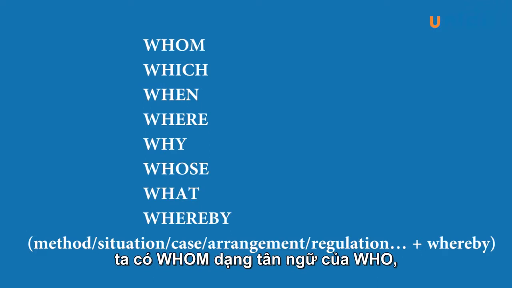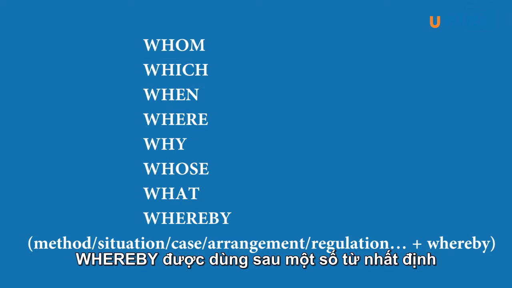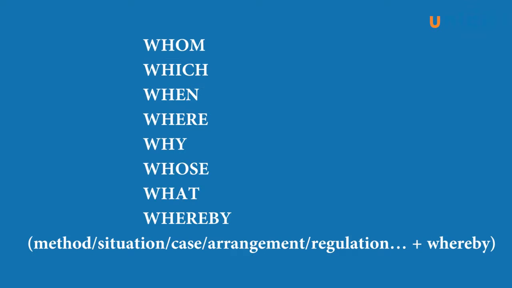We have whom, the object form of who, which I already mentioned in the examples. When, where, why, whose, what, whereby. So pay attention to whereby. This one may sound strange to some of you guys, right? So whereby is used after some certain words such as method, situation, case, arrangement, or regulation.